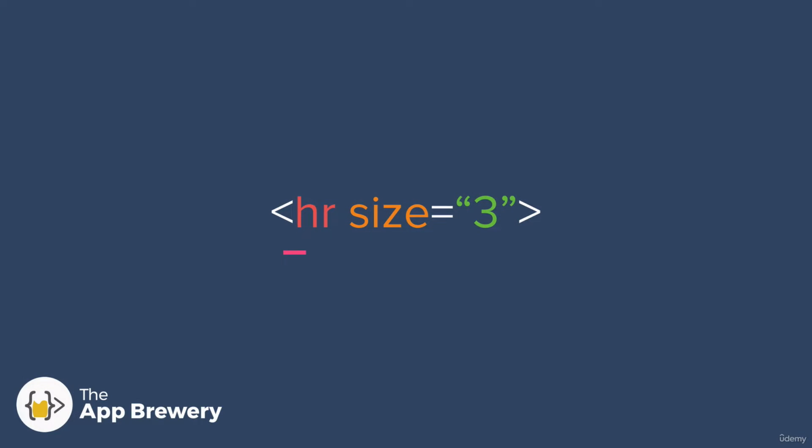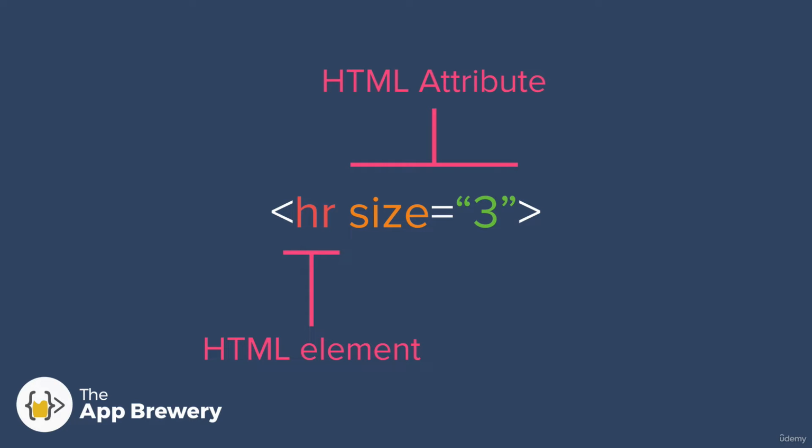Now, we know that the first part of the tag is the HTML element, and it's BR or HR, whatever it is that you want to use. Now, the second part inside the angle bracket or inside our tag is new, and this is called an HTML attribute.